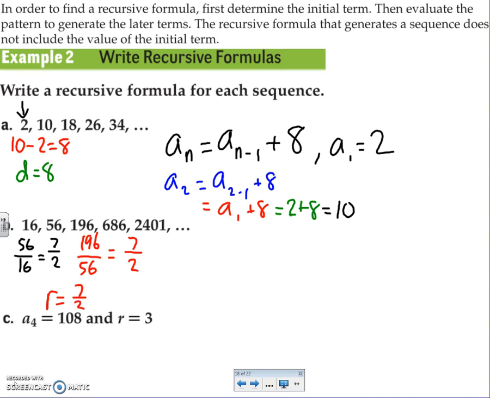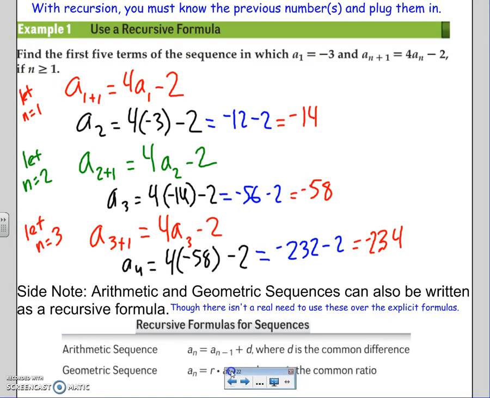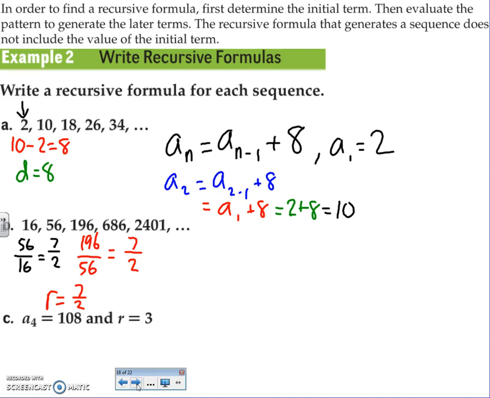Alright, I'm now going to use this in the formula. Remember, if I go back, the newest term is r times the previous term. So my formula is going to be a sub n equals r times my previous term.